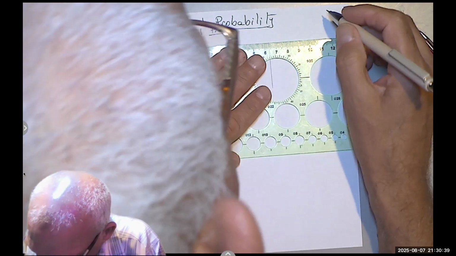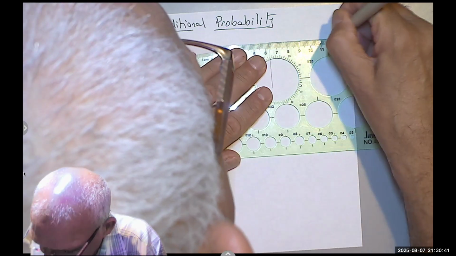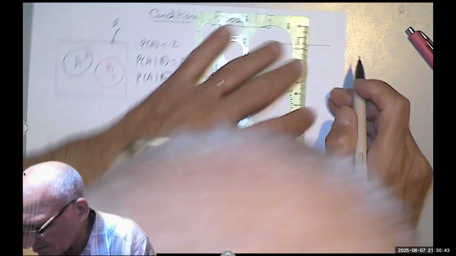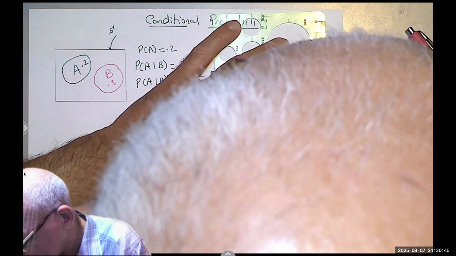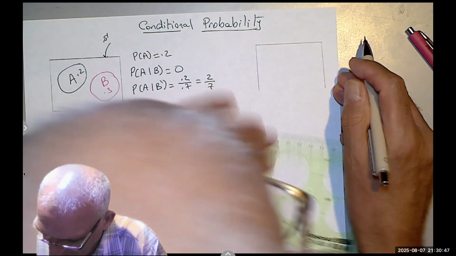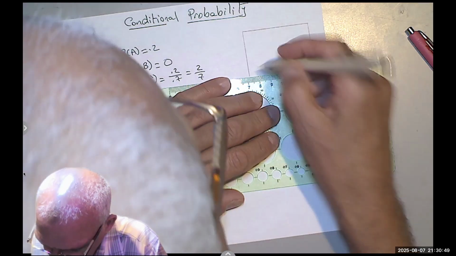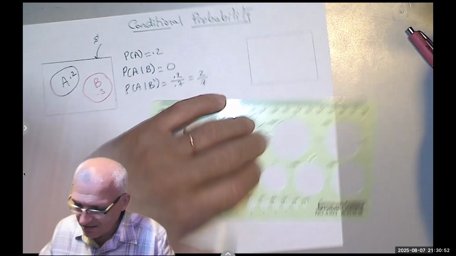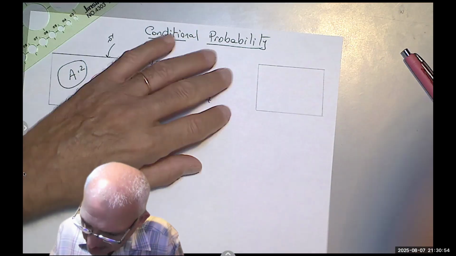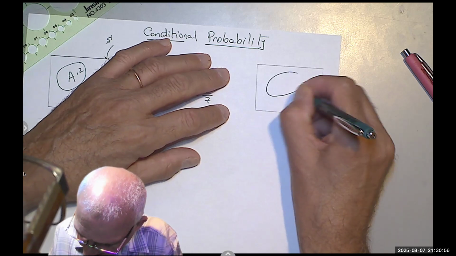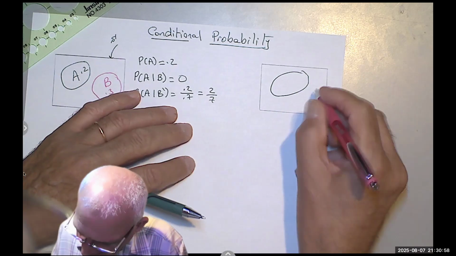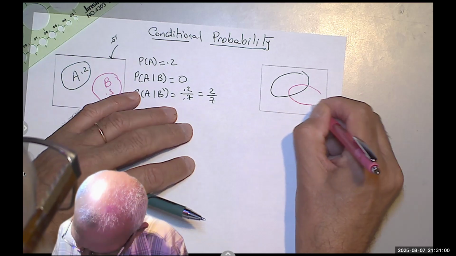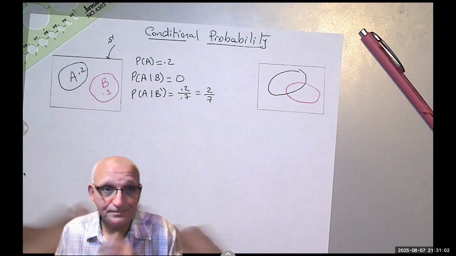I'm going to take the same two events. Maybe I change the numbers. It's boring, you know, 0.2, 0.3, whatever. But it doesn't matter. We can pick. Well, let's see. So here is event A, and here is event B, and now they are overlapping.